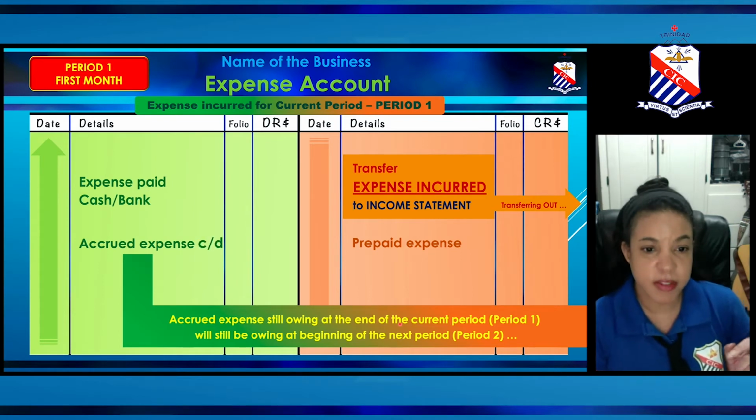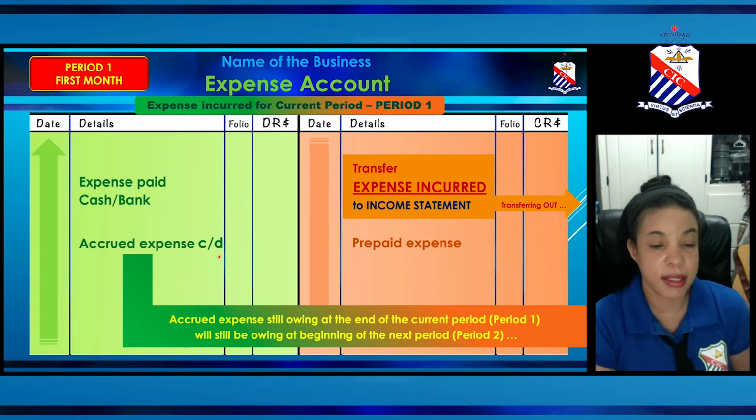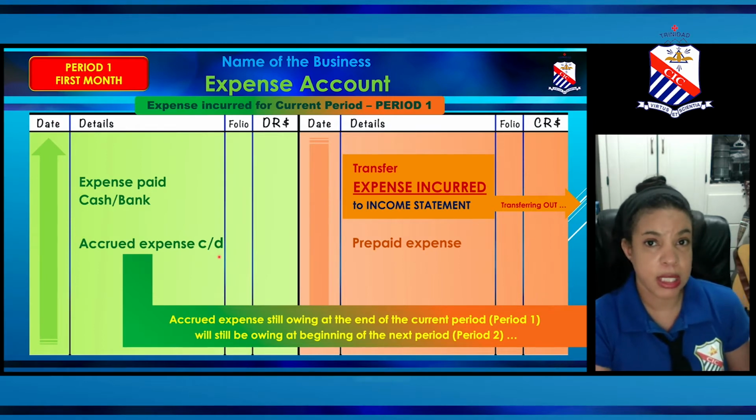So because of that, this figure would be called the carried down or the carried forward. So you may either see CD or you would see CF. It means the same thing.